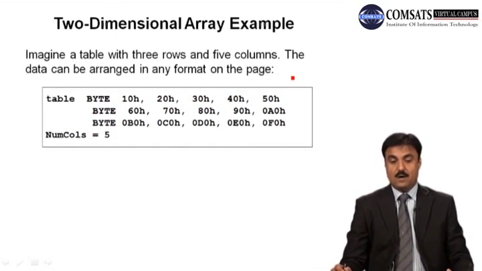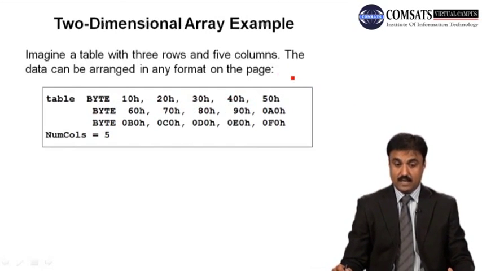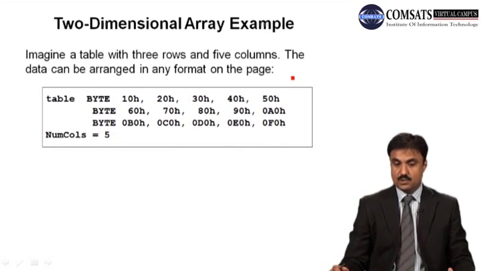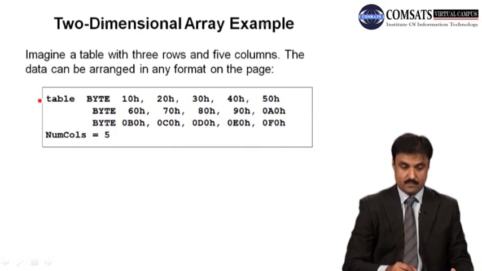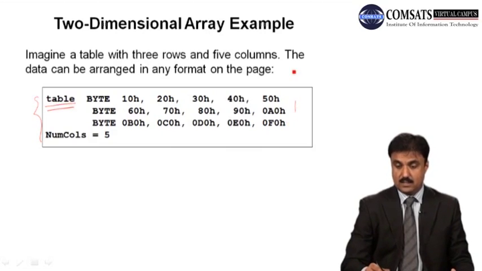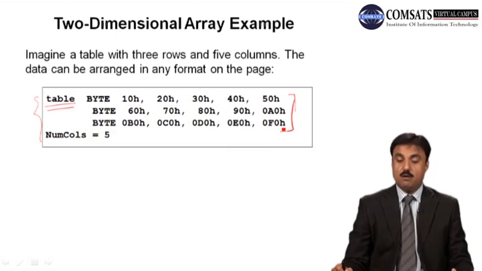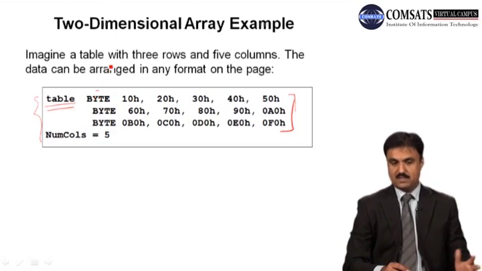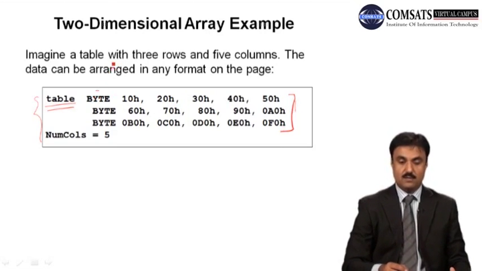Now we will see how we can define our two-dimensional arrays. So this is one example of a two-dimensional array. This one shows that we are going to define a variable named table, and this is an example of a linear array or one-dimensional array. However, we will use it as a two-dimensional array. So we can imagine a table with 3 rows and 5 columns.